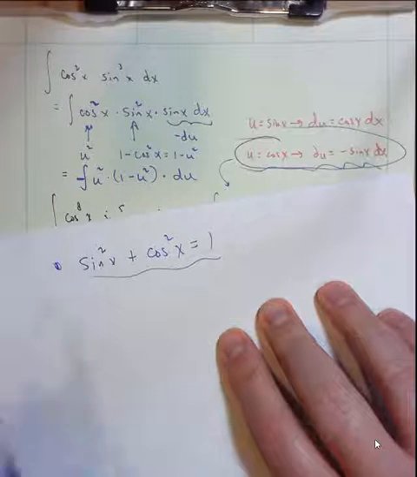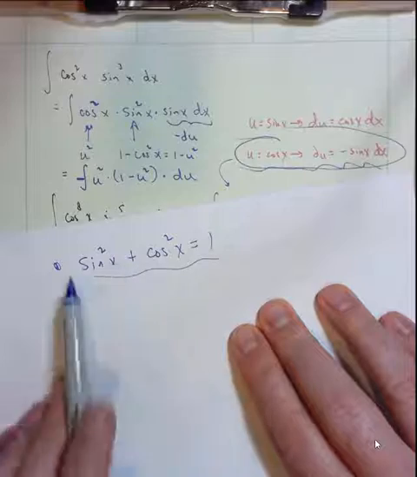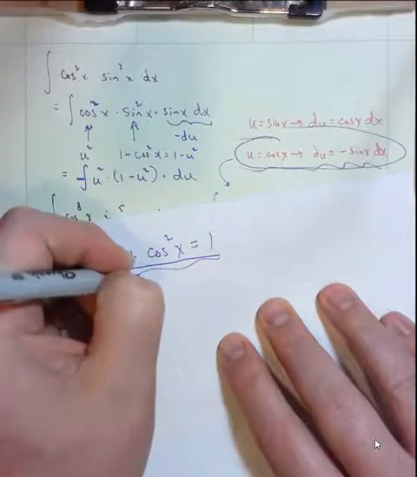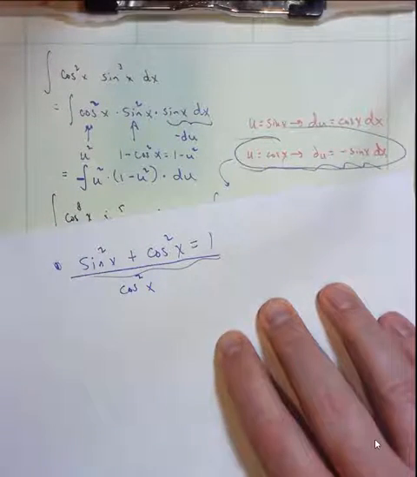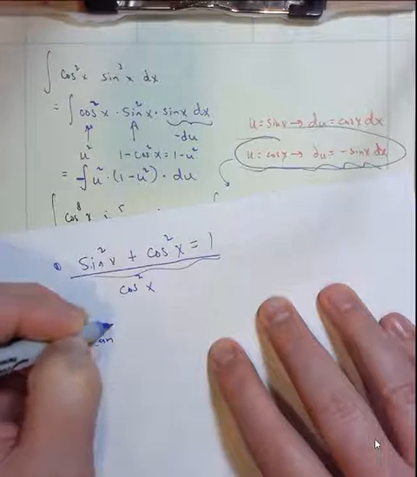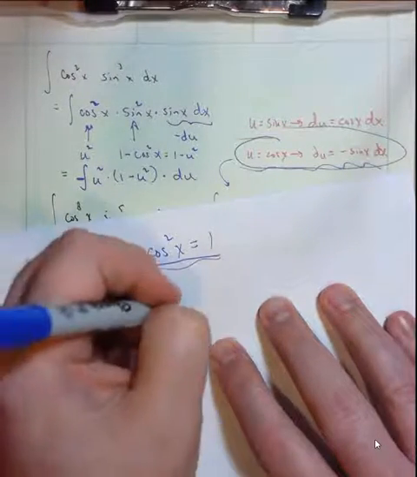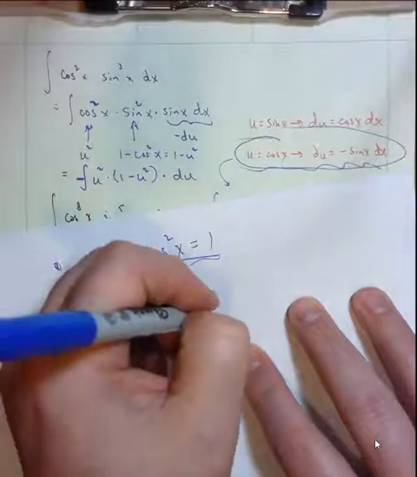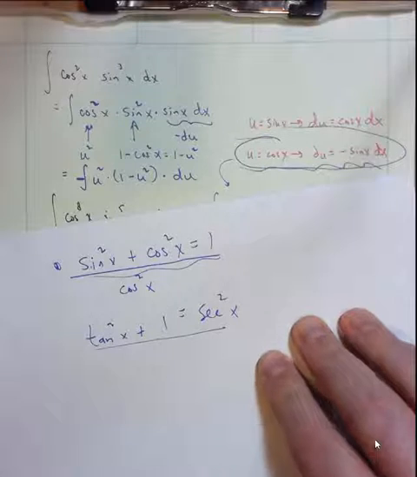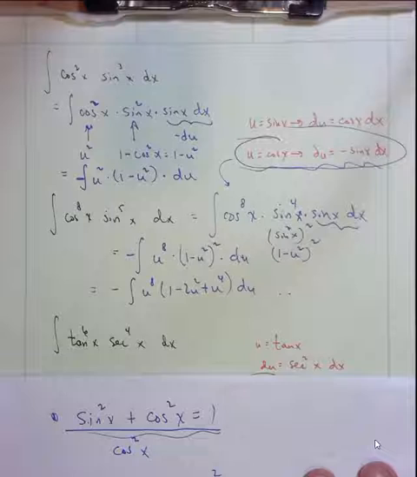Because if I want to introduce tangents and secants, just imagine taking this whole thing and dividing everywhere by cosine squared x on both sides of the equation. Sine squared over cosine squared is tangent squared. Cosine squared over cosine squared is 1. 1 over cosine squared is secant squared. And there you go. There's your identity involving tangents and secants. The same rules are going to apply. The same strategy is going to apply.